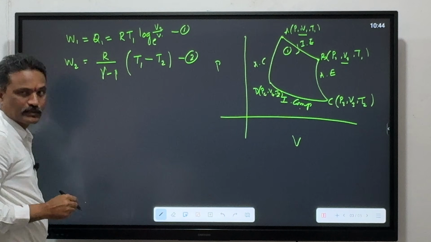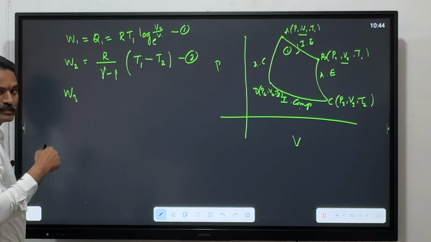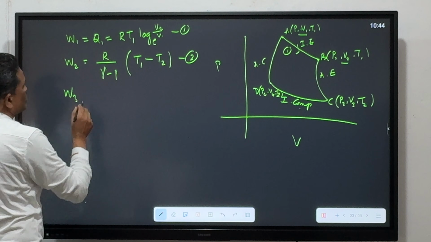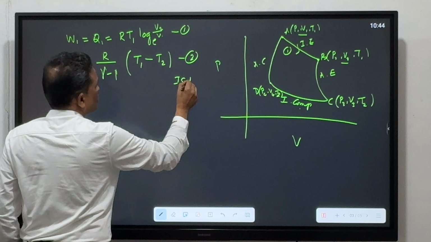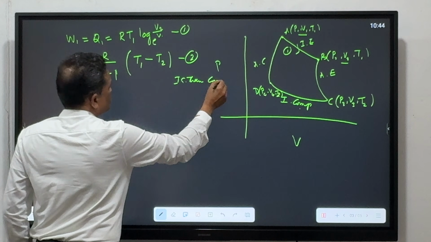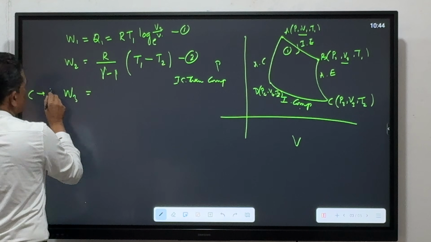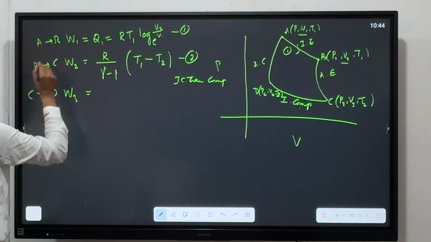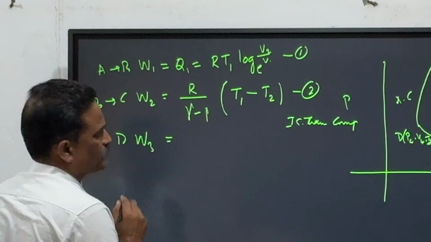Work done in the second process. Work done in the third process. Here work is done on the system, not by the system, so you will write minus. This is the work done in isothermal compression, the work done in going from C to D. This is from C to D, this is from A to B, and this is from B to C. The work done on the system while going from C to D is given by W3.